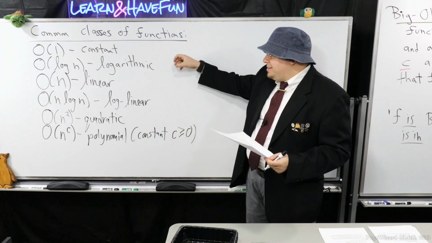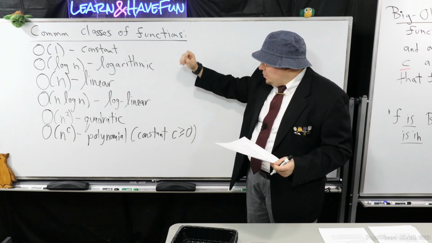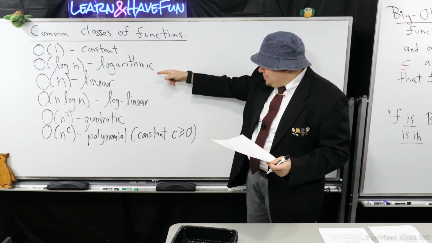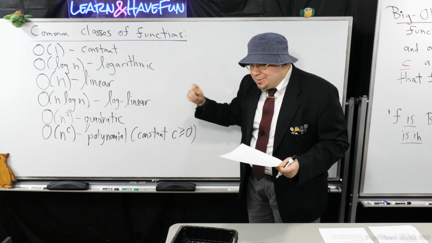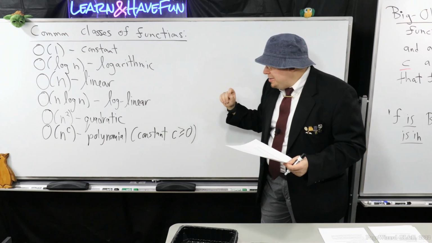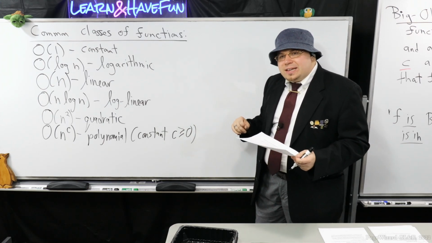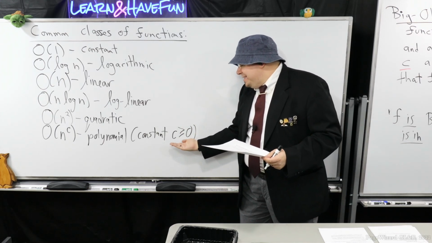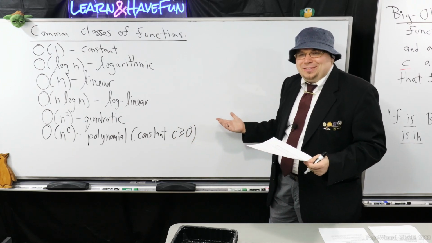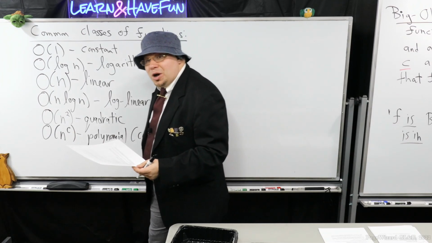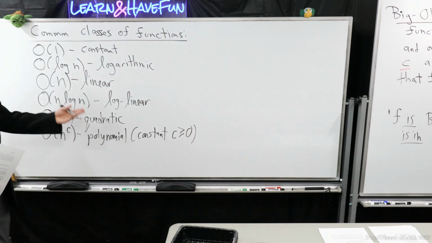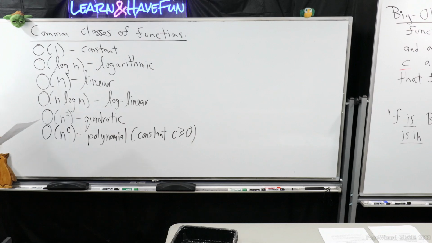Big-O of 1 is contained within Big-O of log n. Big-O of log n is contained within Big-O of n. Big-O of n is contained within Big-O of n log n. Big-O of n log n is contained within Big-O of n squared. Big-O of n squared is contained within Big-O of n to the c, as long as c is some constant greater or equal to 0. So you can pick the c to be whatever you want. It can be 3, and then you have the cubic functions.